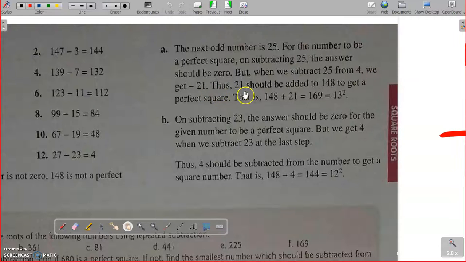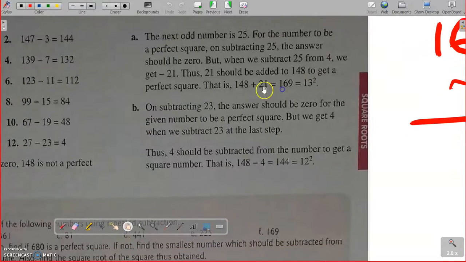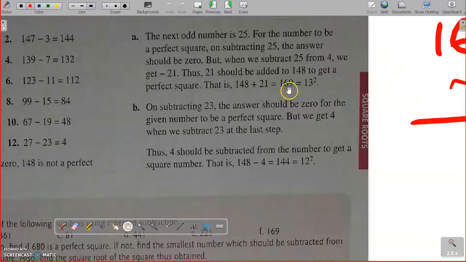Thus 21 should be added. If it comes minus over here, that means that much should be added. Then only it will become 0. So here it has been written: 21 should be added to 148 to get a perfect square. That is 148 plus 21 is 169, that is the square of 13. 13 times it will become 0. So this is the answer for what number should be added to make it a perfect square. So our answer will be 21. 21 should be added.